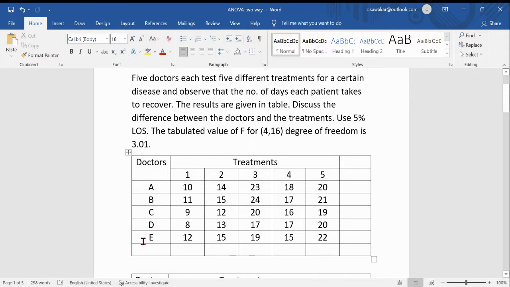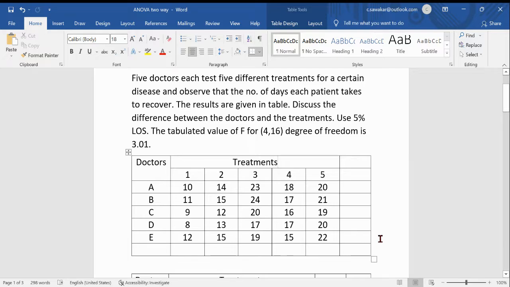The doctors are listed here and the treatments are listed in terms of these columns. We would have taken the treatments here and the doctors in the place of treatments. That is, we would have interchanged the rows and the columns. So now A, B, C, D, E are my rows, and 1, 2, 3, 4, 5 are my columns. In place of that, we would have made 1, 2, 3, 4, 5 the rows, and A, B, C, D, E the columns. And now we could have solved it using a one-way ANOVA.